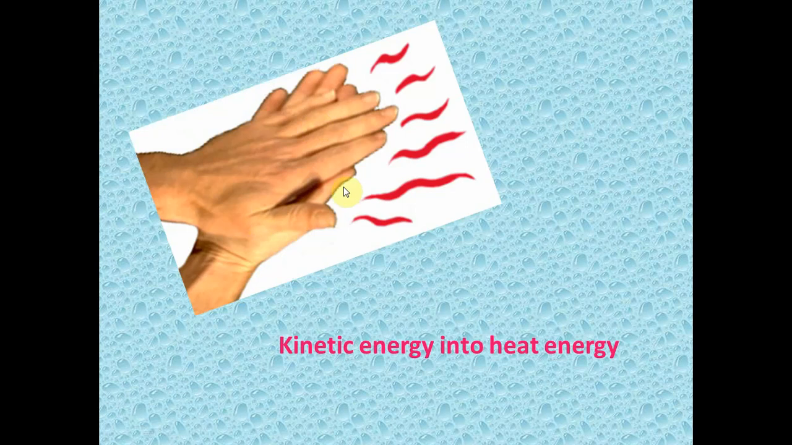This is friction, or rubbing both of your hands together. When we rub both of our hands together, this rubbing is a movement. So this moving produces kinetic energy. We said any moving is kinetic energy. After a while, when we rub both of our hands together, we will start to feel heat in our hands, or we will feel that our hands are so hot.